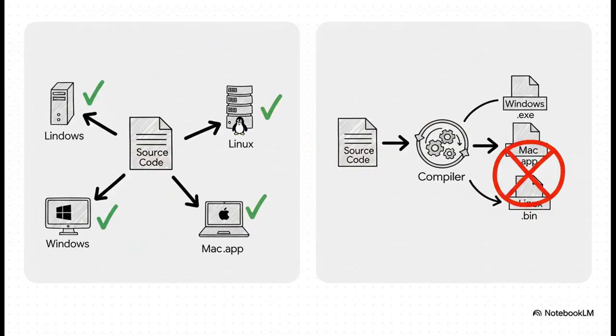And what about portability? This is a huge win for interpreters. As long as a computer has the right interpreter program installed, your source code will run on it. Simple as that. Compiled code, on the other hand, is built for a specific target. An executable file you compile on Windows is just not going to run on a Mac. You have to go back and recompile it for every single platform you want to support.